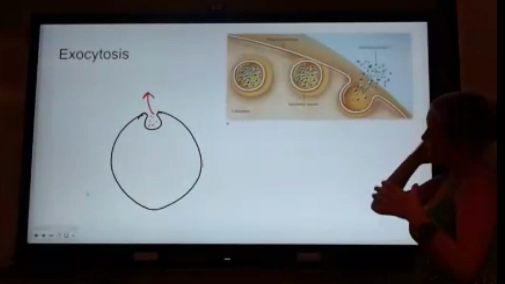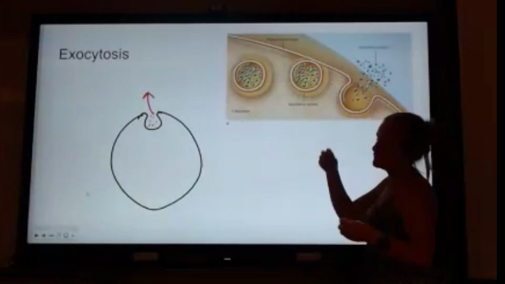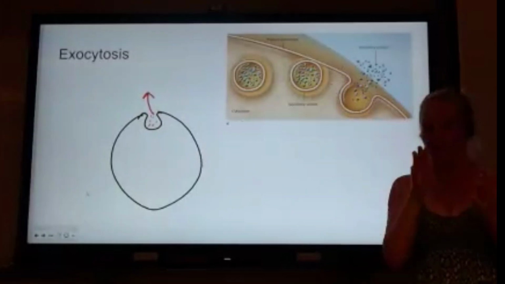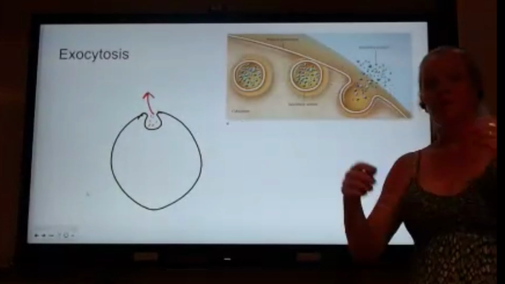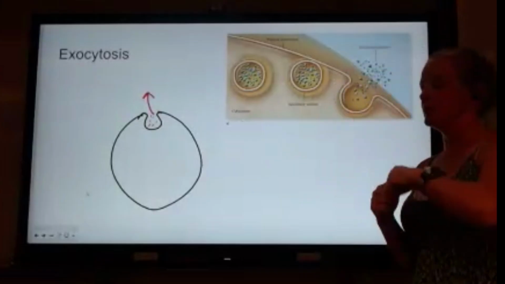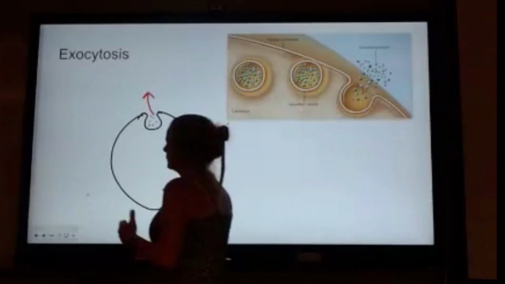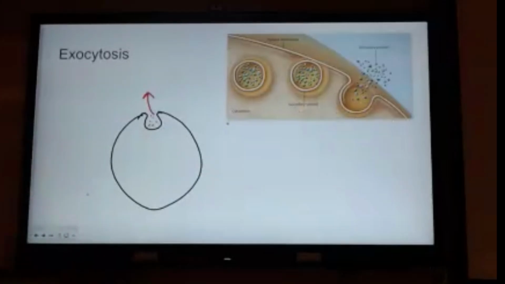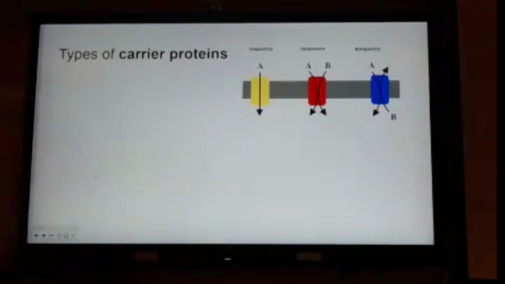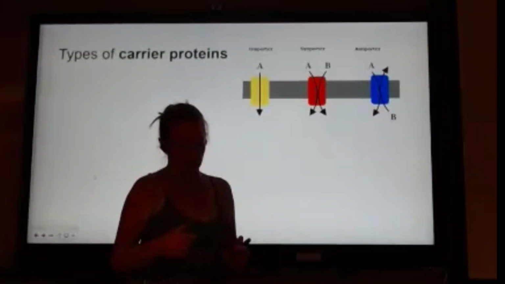Because the plasma membrane of the cell and all these vesicles are all made out of phospholipid bilayers, we can pinch them off, reabsorb, and move things around in the cell so that we can make sure our cells stay nice and healthy. Let's talk about these carrier proteins then. Okay, a few people had questions about our different kinds of carrier proteins.